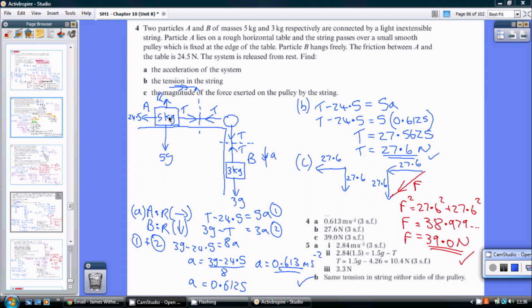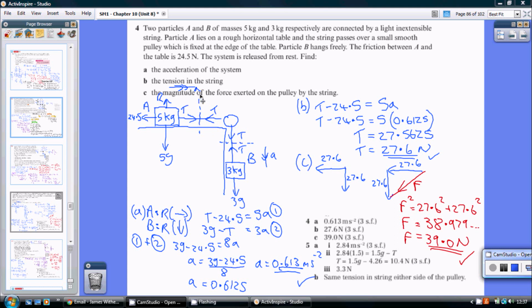We've got A on top of the table with a mass of 5g, so that's got a weight of 5g, and obviously a normal reaction of R because that block isn't sinking into the table or going up into the air. Now again, similar to question 2, get into the routine of having the two tensions on either side of the pulley with the arrows pointed towards each other, equal and opposite, both sides of the pulley.